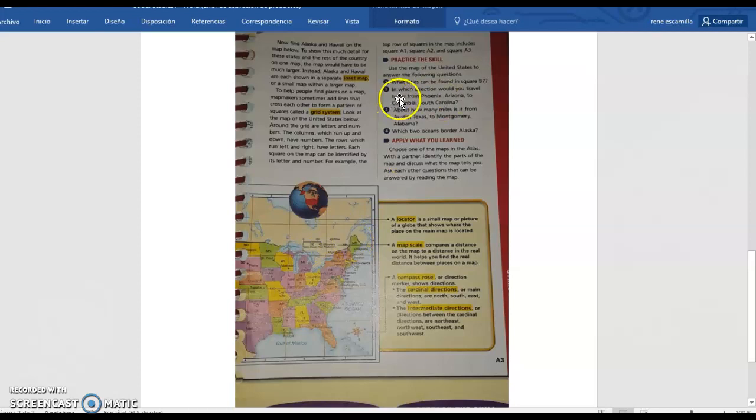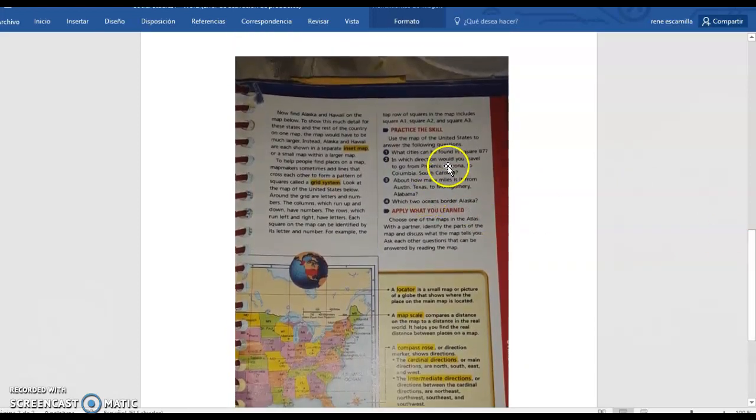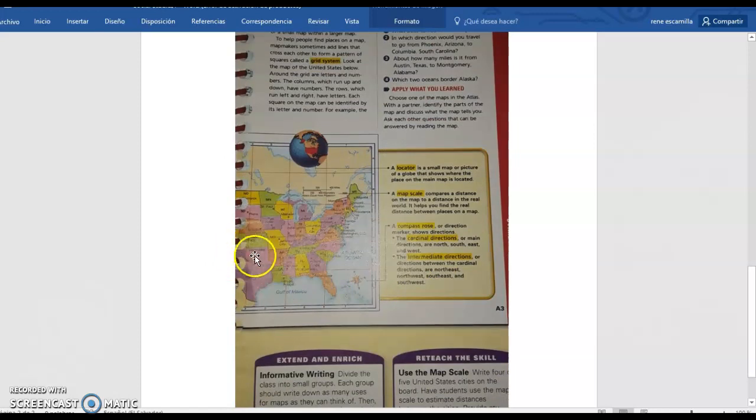All right, the second question would be: in which direction would you travel to go from Phoenix, Arizona to Columbia, South Carolina? If you double check the map, of course, we're going to check first where Phoenix, Arizona is located. As you can see, we have Phoenix, Arizona around this area. At this moment I can't show you properly, but it is right in the middle, right? So if we are looking for Columbia, South Carolina, we need to point the compass rose to this place, right?